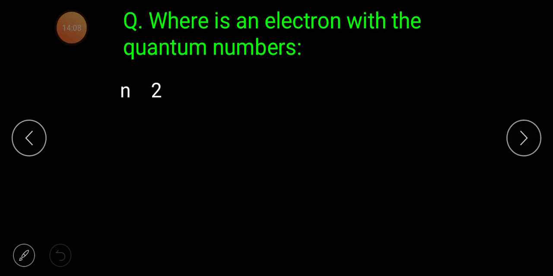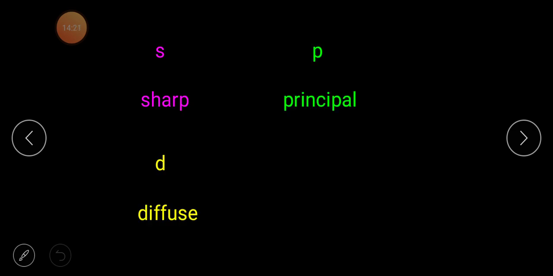Where is an electron with the following four quantum numbers: n is equal to 2, l is equal to 0, ml is equal to 0, and ms is equal to plus half? This is the 2s. Remember, s is sharp, p is principal, d is diffuse, and f is fundamental.